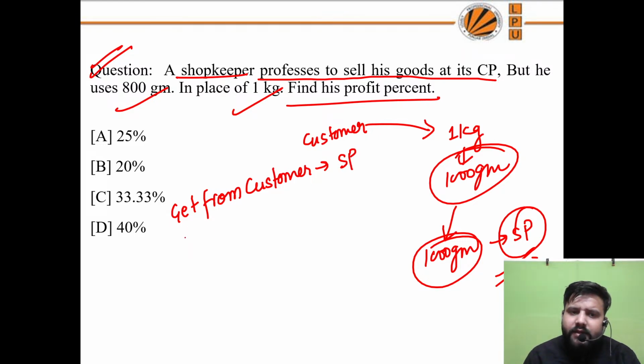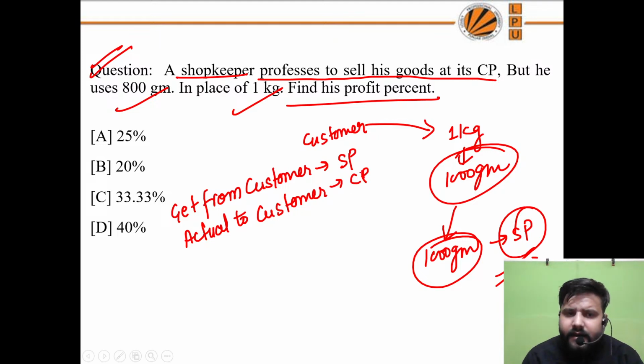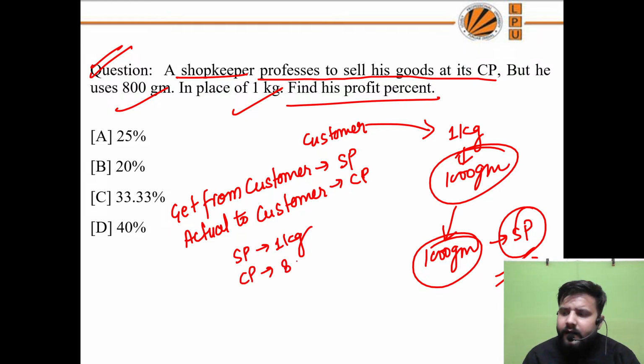And whatever you give to the customer, that is your cost price, isn't it? So SP for this question will become 1 kg, and CP will become 800 grams. If I write 1 kg, it is 1000 grams. So there is a clear profit of 200 grams.